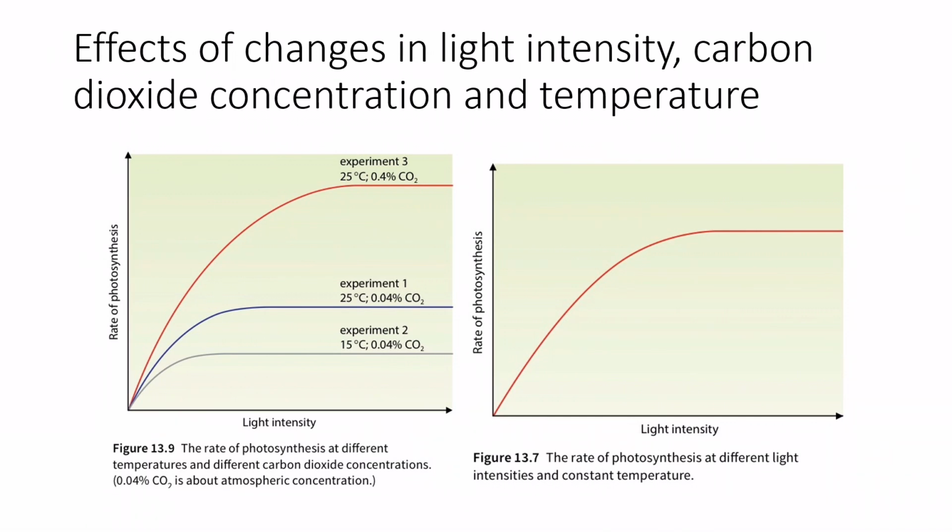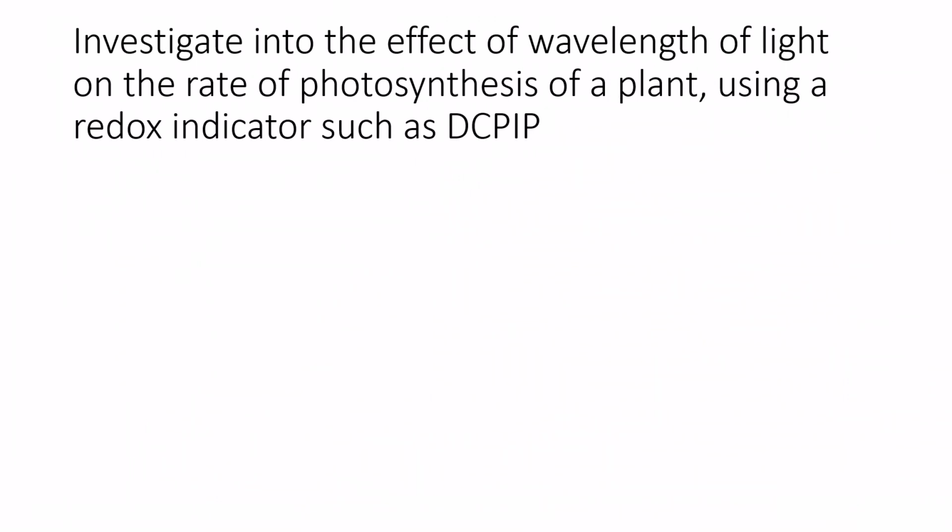However, from the graph example on the right side, you can see that although the light intensity is still increasing, the rate of photosynthesis remains constant. This is because other factors like temperature or carbon dioxide concentration could be the limiting factor preventing the increase in the rate of photosynthesis.